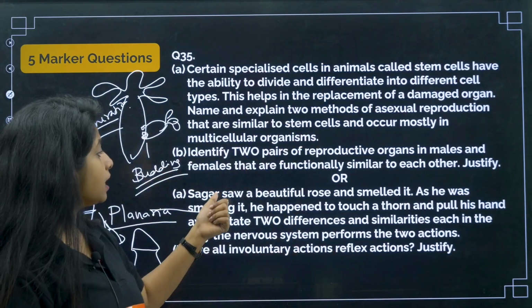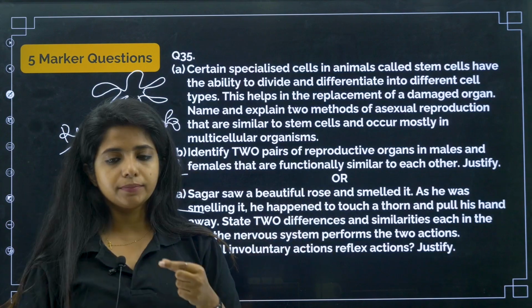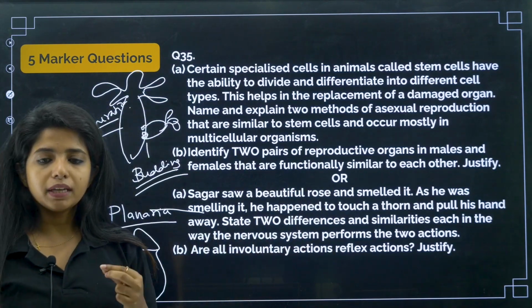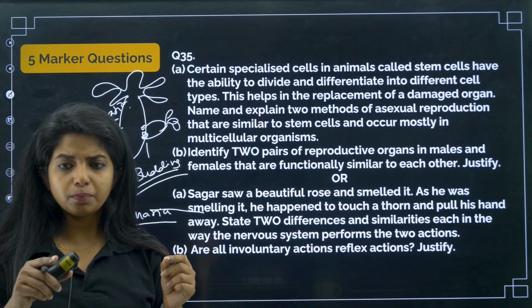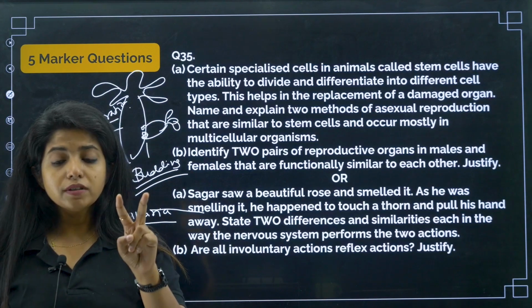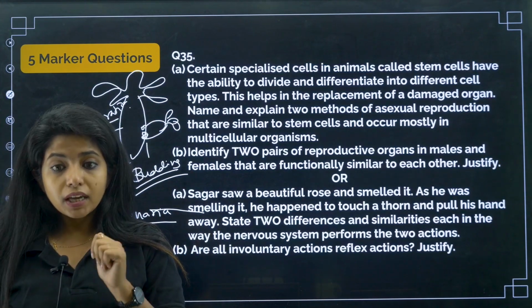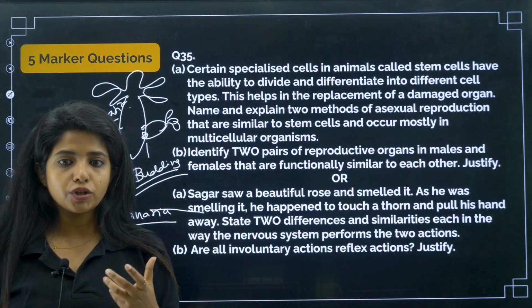Next question. Sagar saw a beautiful rose and smelled it. As he was smelling it, he happened to touch a thorn and pull his hand away. State two differences and similarities, each in the way the nervous system performs the two actions.